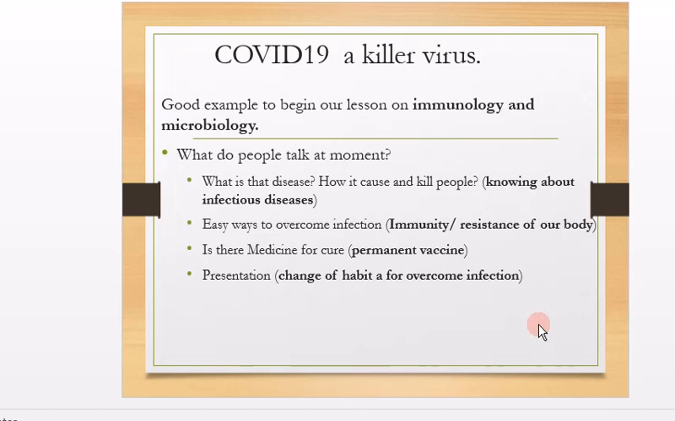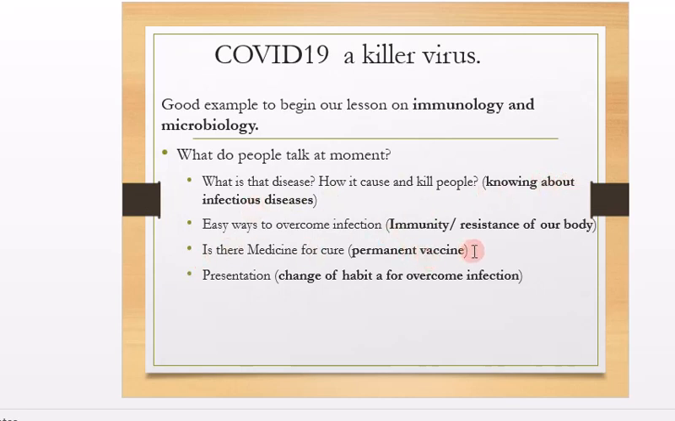COVID-19, a killer virus. A good example to begin our lessons on immunology and microbiology. What do people talk about right now? People always talk about what the disease is and how it is caused, how people are killed. So when we ask what the disease is and what causes people to die, people want to know what infected them, how it has been infected, and what the causative agent is.